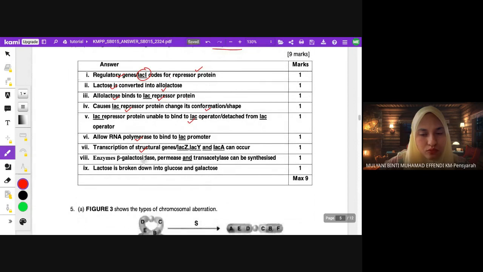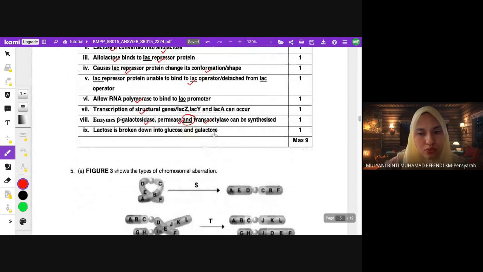So semua ketiga-tiga enzim tu akan terhasil, sebut tiga-tiga dan kena pastikan ejaan tu betul lah. So lactose is broken down into glucose and galactose.